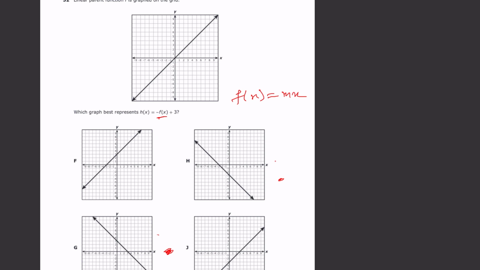So for h or g, now it's given that the y-intercept is positive 3. So here you are having negative 3. This cannot be there, because you are having here 0 minus 3. This cannot be taken. Here you are having 0 plus 3. So this is the y-intercept, because 3 is the y-intercept over here. So therefore it is positive 3. So therefore G is the correct option.